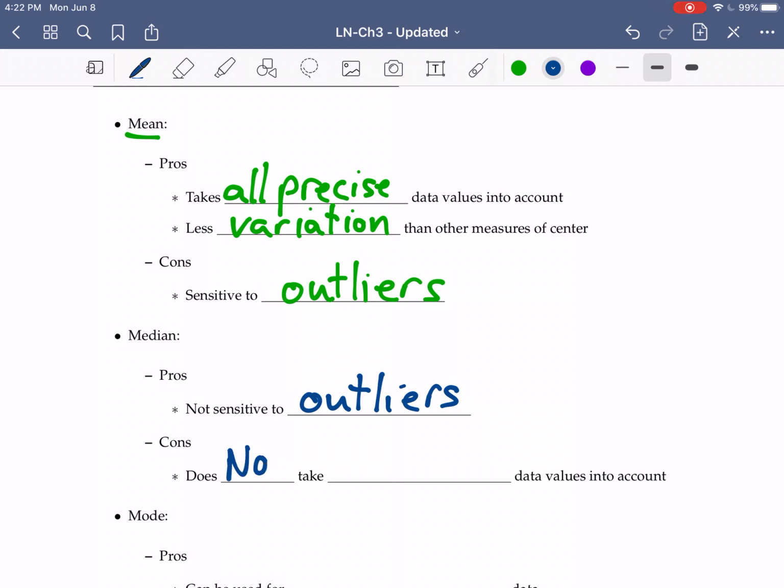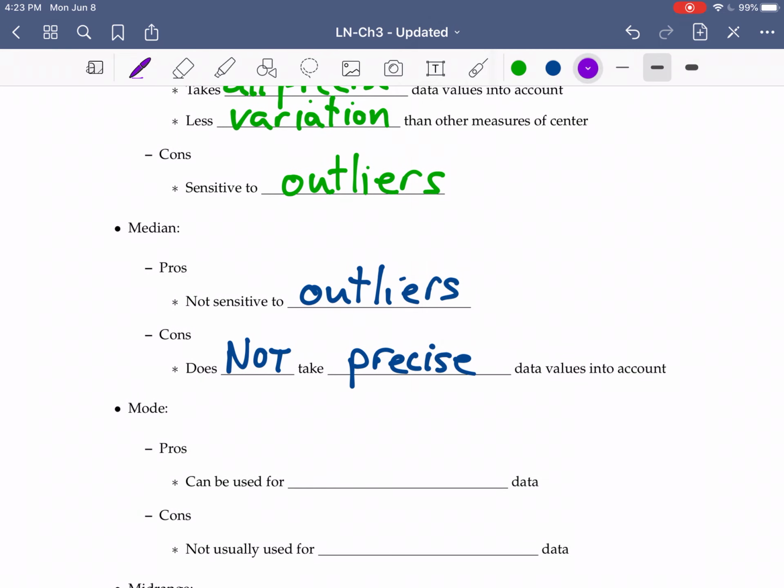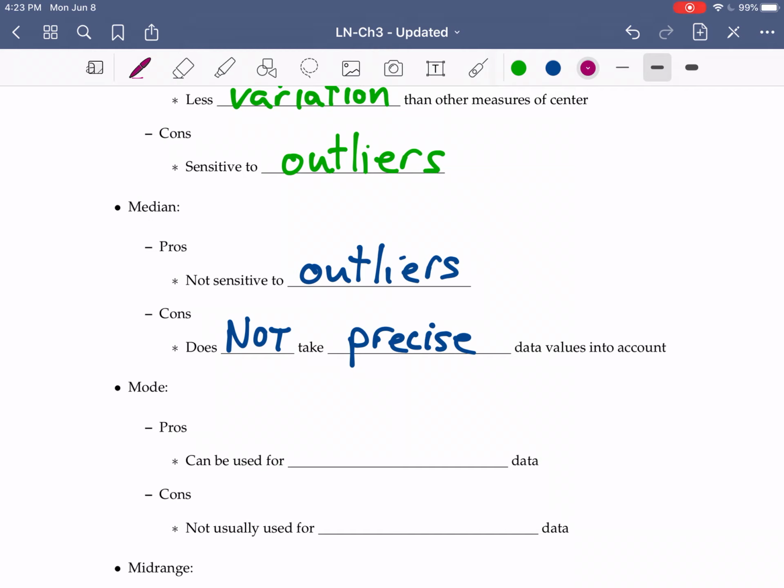However, it takes locations of values into account, but it does not take the precise data values into account. Right? It takes 1 or 2 precise data values, the 1 or 2 that are right in the middle, but it takes locations into account instead of the actual values. The mode, this is worthwhile. One of the benefits of the mode is it can be used for qualitative data.